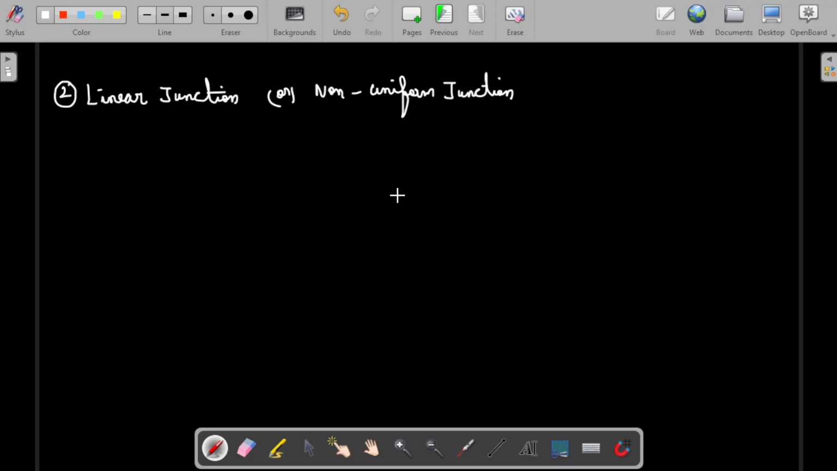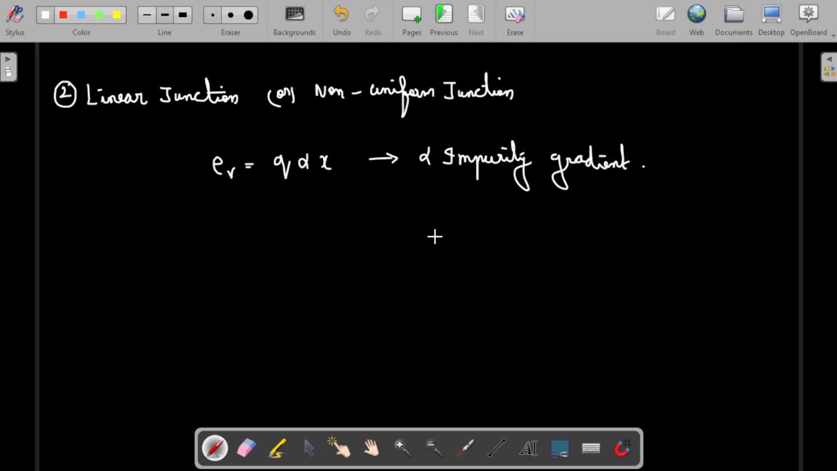One of the major differences is the rho v. The rho v values will be quite different. There we can see some constant value, but here rho v will be q alpha x. So this will be the value. Alpha is the impurity gradient. This rho v will be used to find the electrical field and voltage. Every value will be changing, so we no need to worry about this. You can skip this. Just know that in non-uniform doping, the values will change.